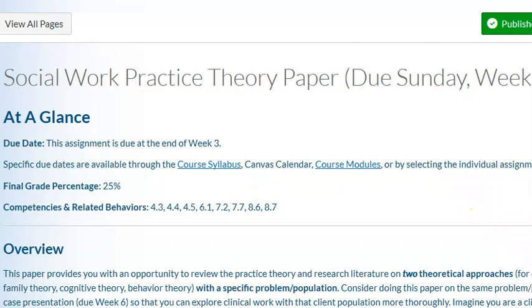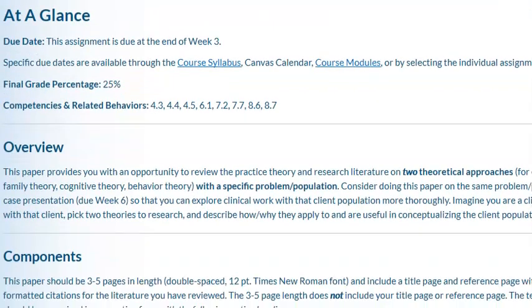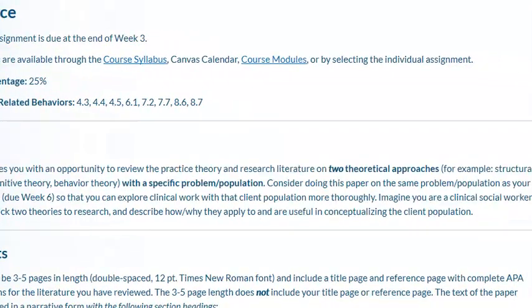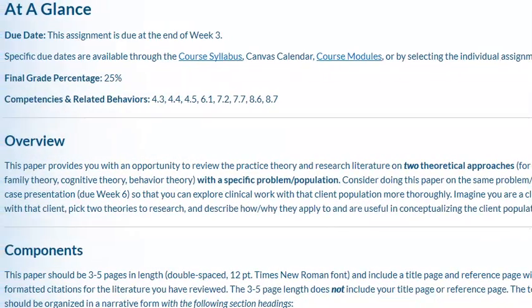Refer to the syllabus for additional guidelines, but in terms of an overview, this paper provides you with an opportunity to review the practice theory and research literature on 2 theoretical approaches. For example, structural family theory, cognitive theory, behavior theory, the 2 of which you're studying this week, with a specific problem population.